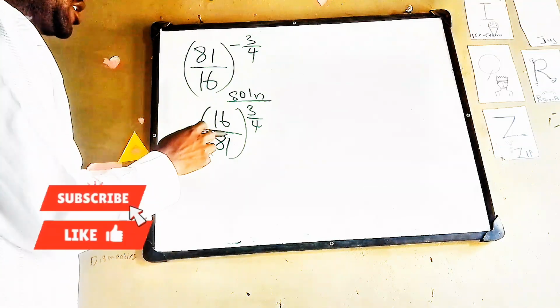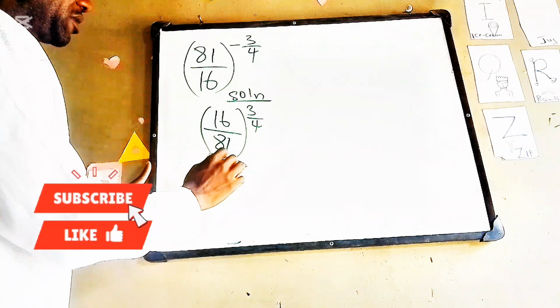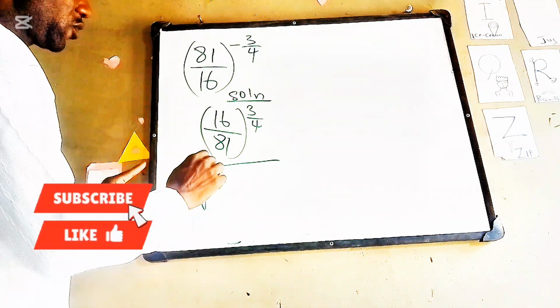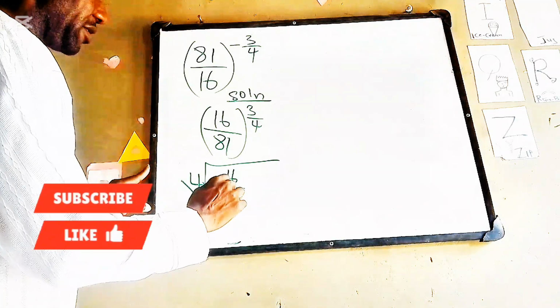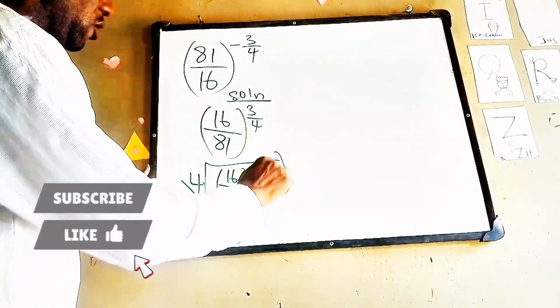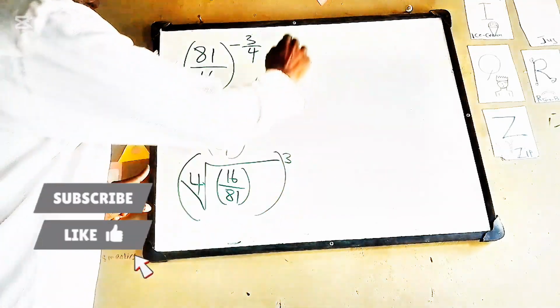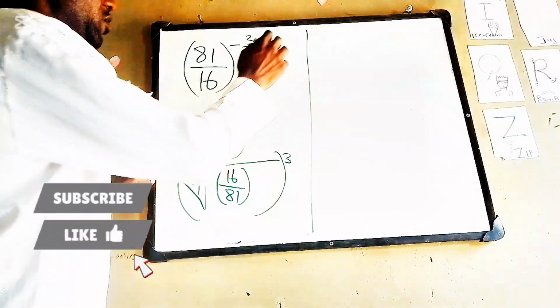Right? The next thing is to find the fourth root of the powers in the bracket. The fourth root is like this. The fourth root of 16 over 81, then all raised to the power of 3. Okay? It's more difficult. How do we know the fourth root of 16?